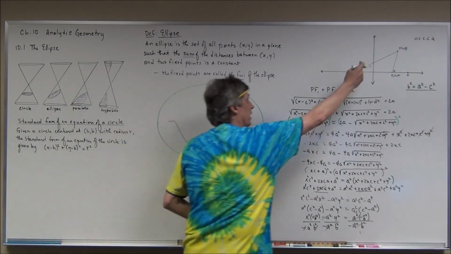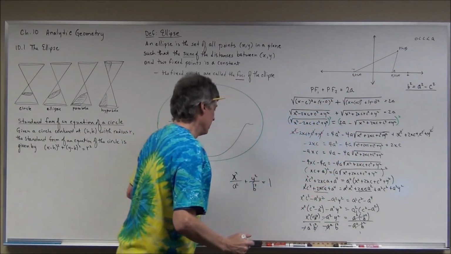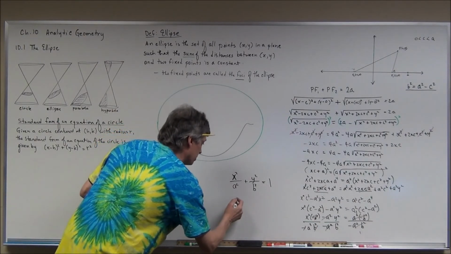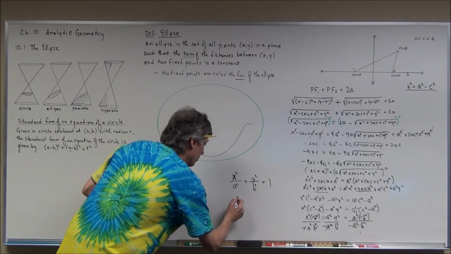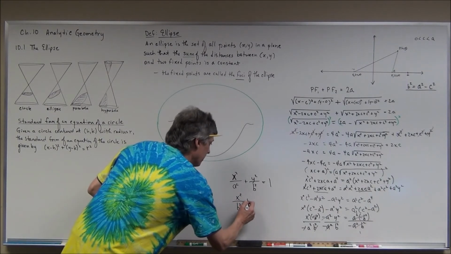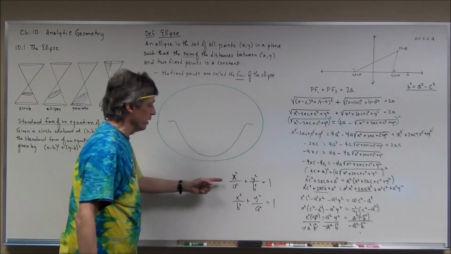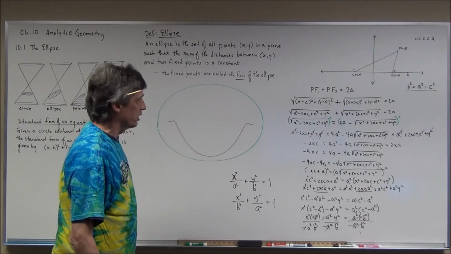If I put the foci top and bottom, I'm going to end up with something that's going to look a little different. I'm going to end up with something that's going to look like x squared over b squared plus y squared over a squared is equal to 1. And I'm going to get one of these two forms as long as my center is 0, 0.